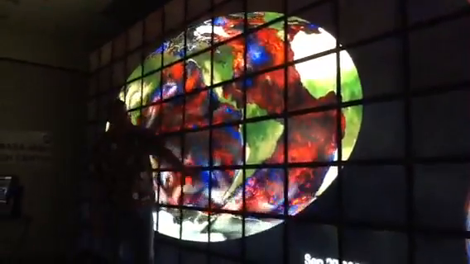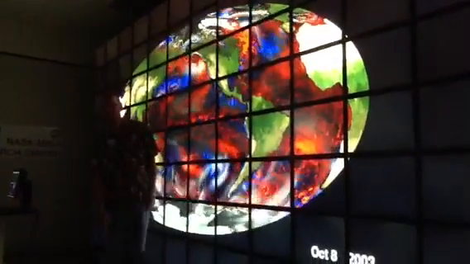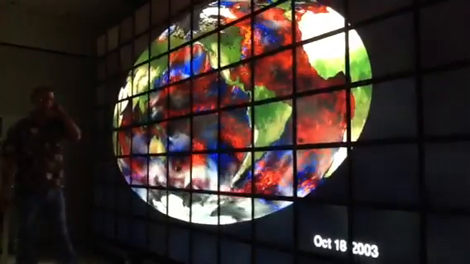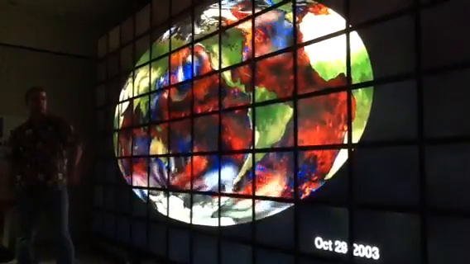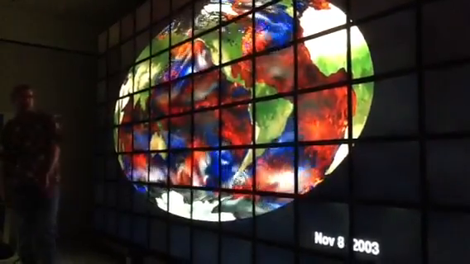They go by pretty quick because again we're stepping through the data at a couple days per second. But these are real data. This is actually what the atmosphere was doing on these dates.